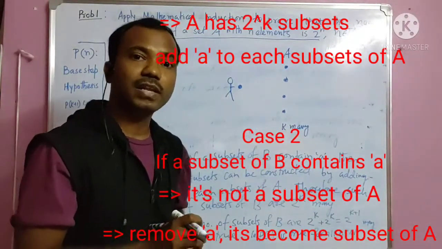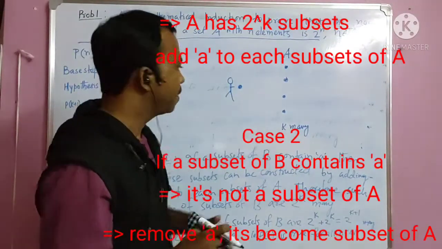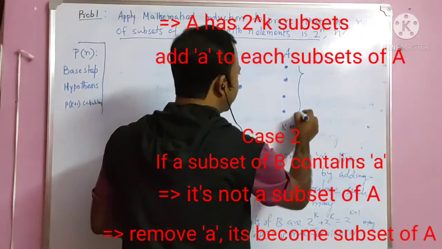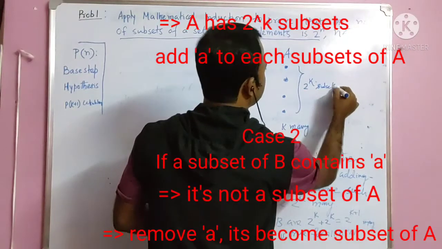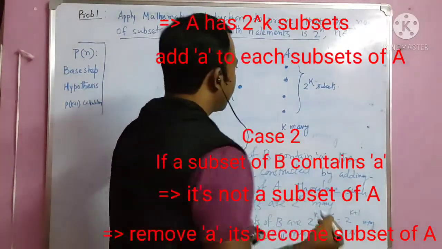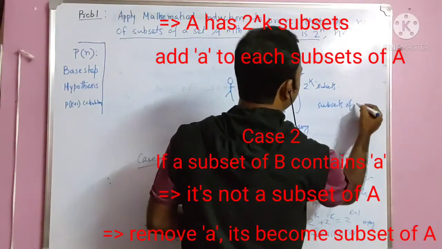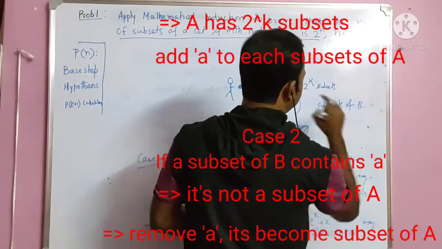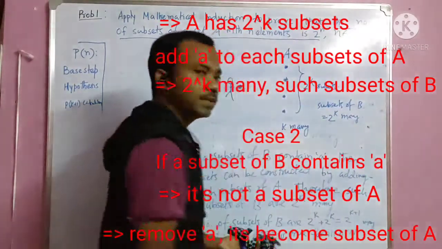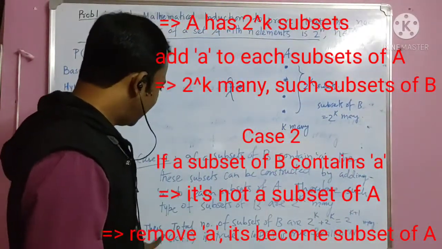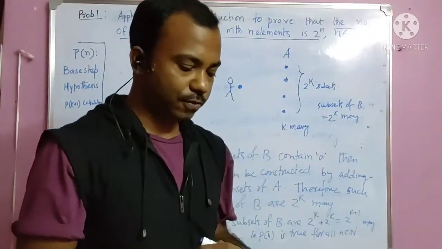So how many subsets will you get? It is exactly the same as the number of subsets of A: you have 2 to the power k subsets. So from case 2, the subsets of B again number 2 to the power k. This is the case, and now we just add them in the last part. Case 1 plus case 2 is the total number of subsets of B.